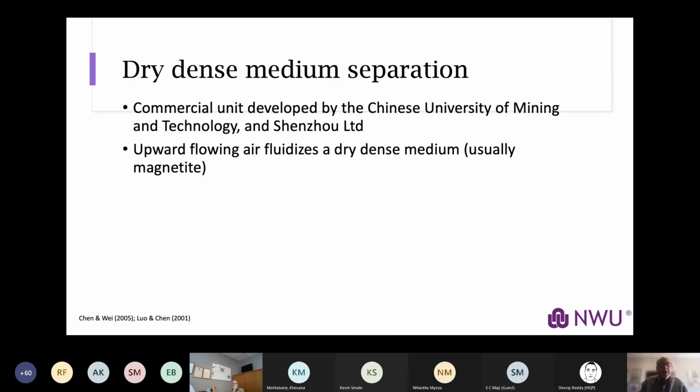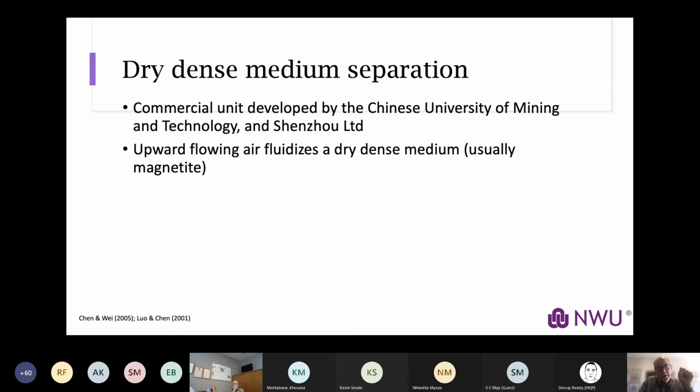It uses an upward flowing air in a dense medium like magnetite, but obviously here you want the coarser magnetite. So it fluidizes a magnetite bed like a normal fluidized bed, and then the coal is added into that. And the fluidized bed then acts as a liquid medium, where your heavier particles will drop to the bottom. It makes perfect sense if you look at it from the science and the physics. It certainly works very well.